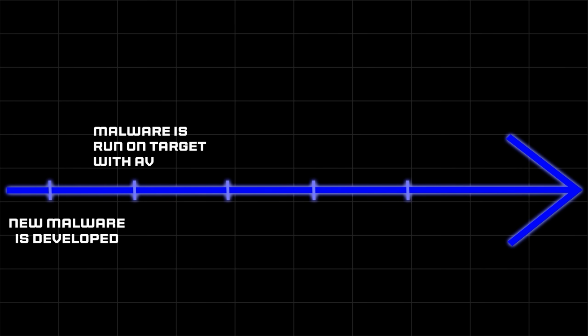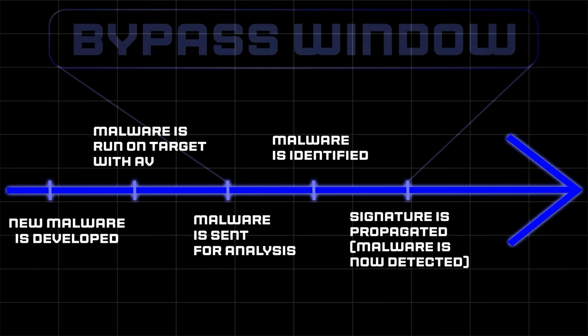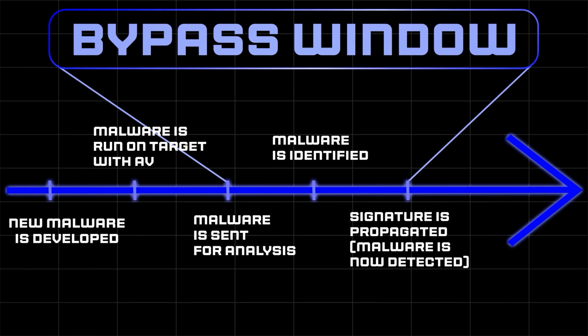The time between when the malware is submitted for analysis and when its signature is added to the database, that's the window when our malware can bypass AV solutions. To take advantage of this, we need to build malware that doesn't have a known signature yet. There are several ways to do this, but today we'll do it by writing new malware from scratch.